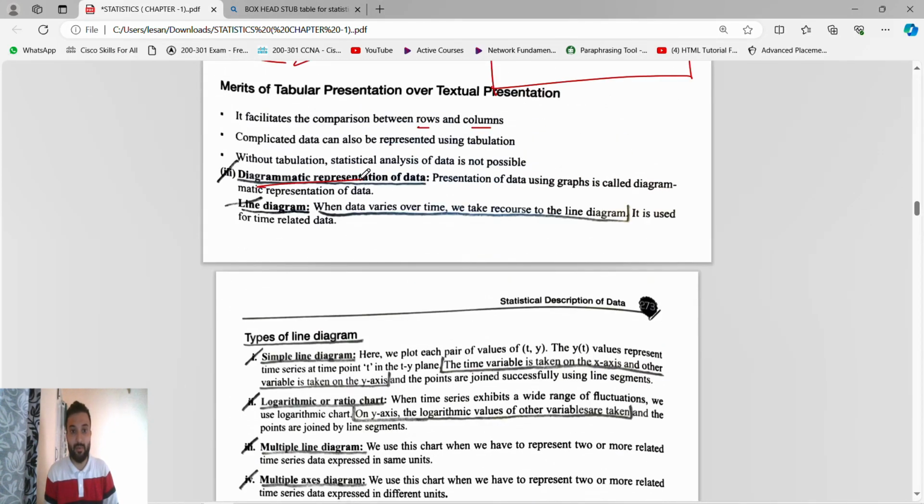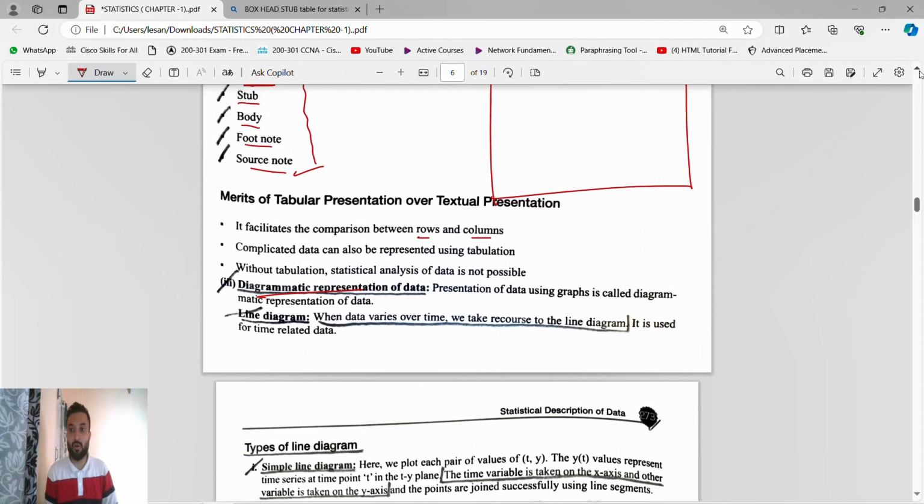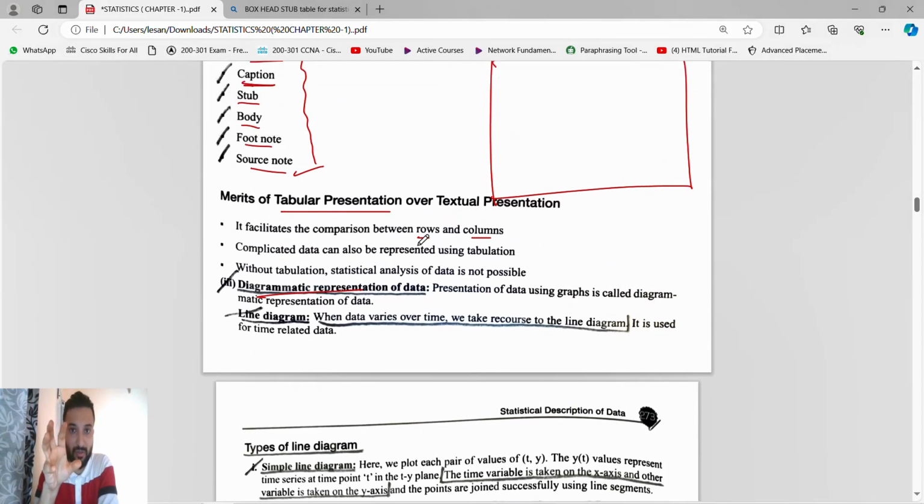We are using the diagrammatic representation. We are not using the tabular presentation. Why? The first is textual presentation. We get to know why we are not using tabular presentation. The thing is, if I give you 1,000 items, it will become very difficult to present the 1,000 items in a column.